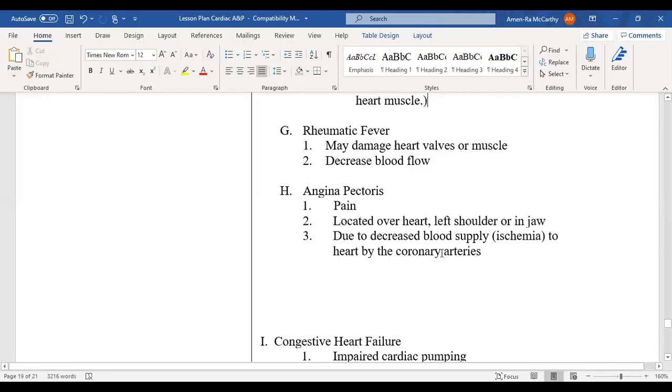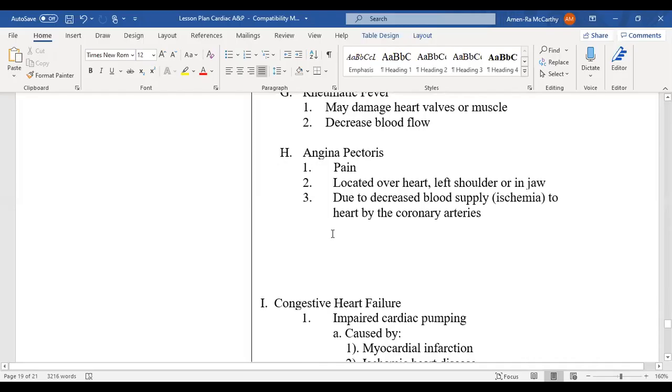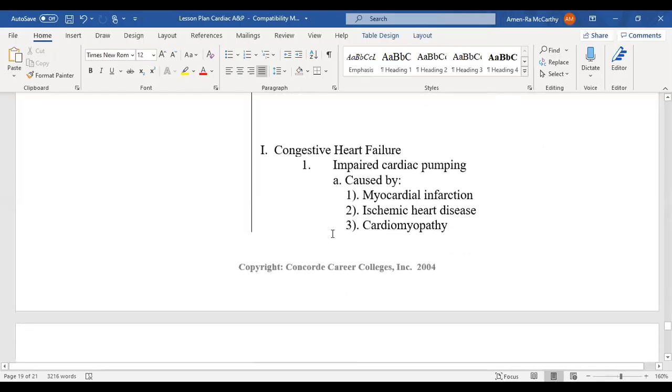So that can cause the pain, because once the coronary artery is blocked, then the muscles that are distal to the blockage start to hurt because you don't have blood getting to them, okay? And that can cause angina pectoris, which is simply chest pain.